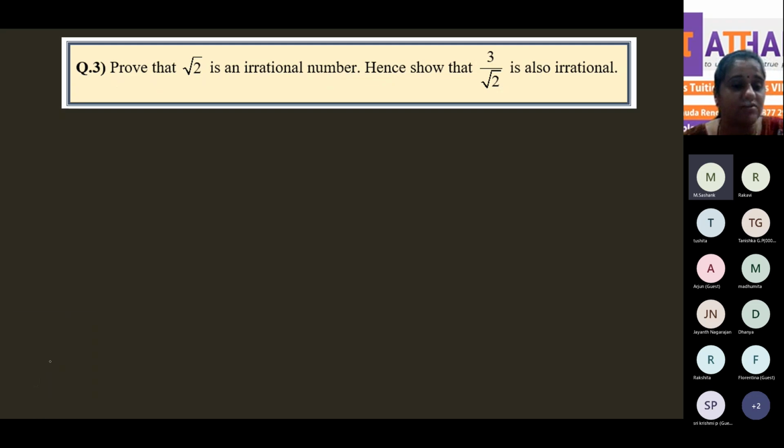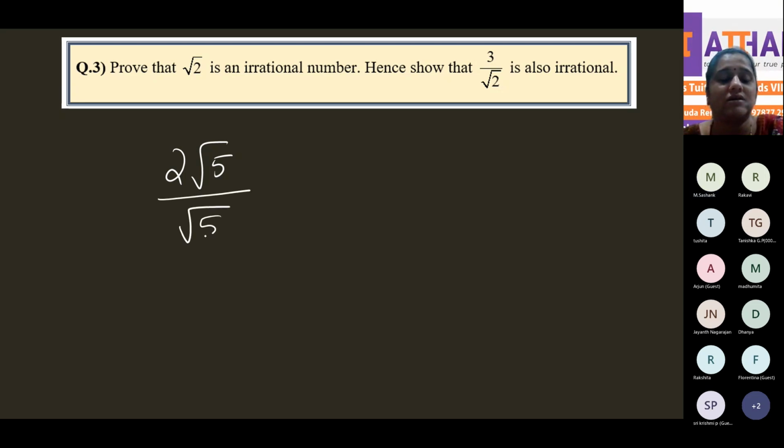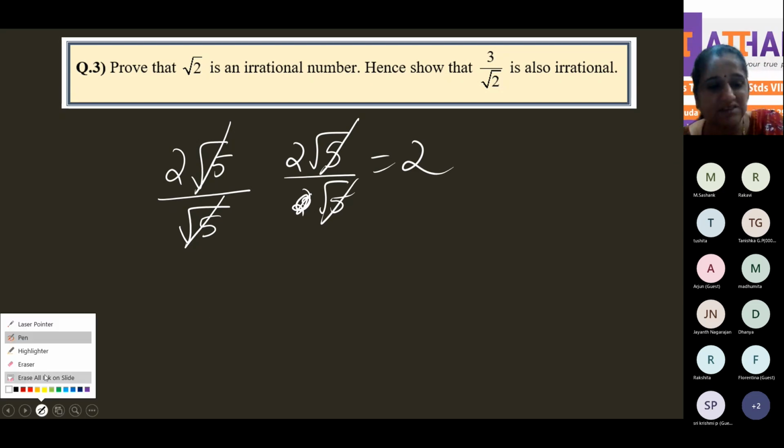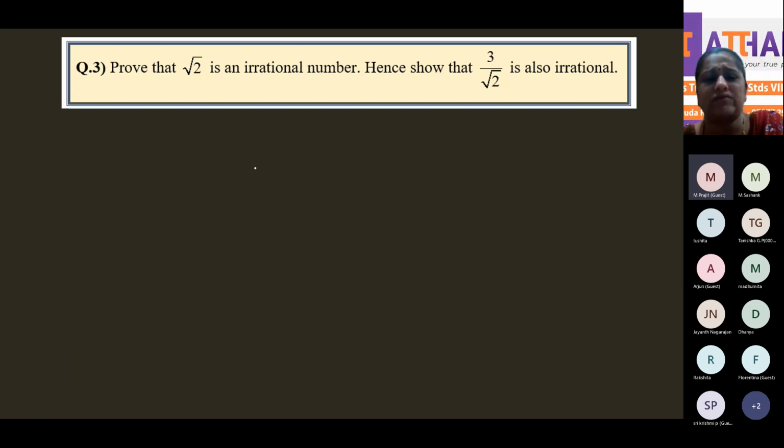So see, children, is root 2 irrational? Yes, ma'am. Is root 5 irrational? Yes, ma'am. But when you divide this irrational by this irrational, the quotient is rational, in this example. Not always. Now I have this question for you.